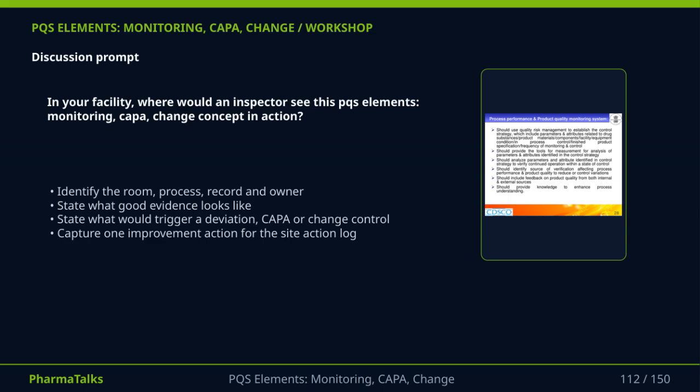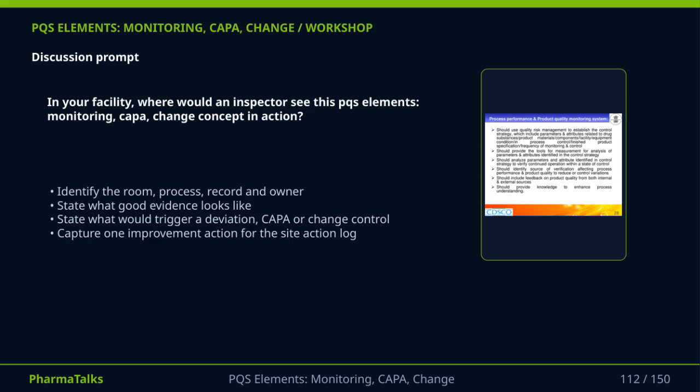CAPA would typically be seen in areas handling deviations, where investigations and corrective actions are documented. Change management usually comes into play when process updates or equipment modifications occur, and corresponding change control documentation is maintained. Good evidence involves clear, traceable records showing consistent adherence to procedures. As for triggers, anything from unexpected results, nonconformances, or new regulatory requirements could initiate a deviation, CAPA, or change control.